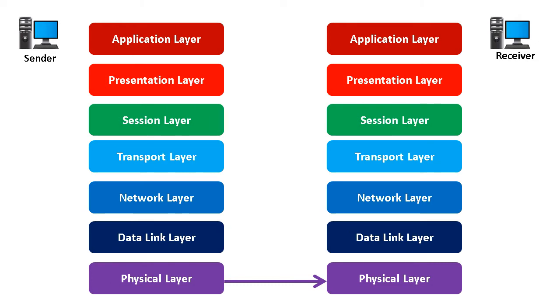7 layers architecture of OSI model. Application layer. 7th layer. This is the topmost layer of the OSI model. The network applications implement the application layer.